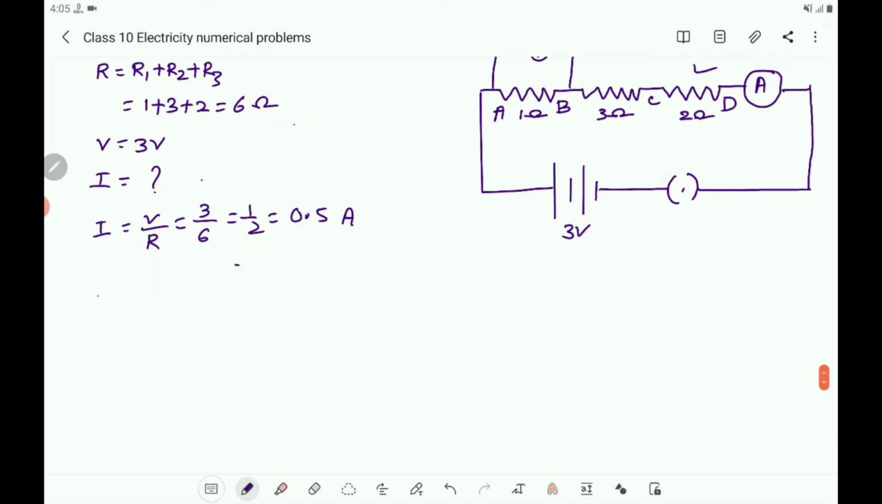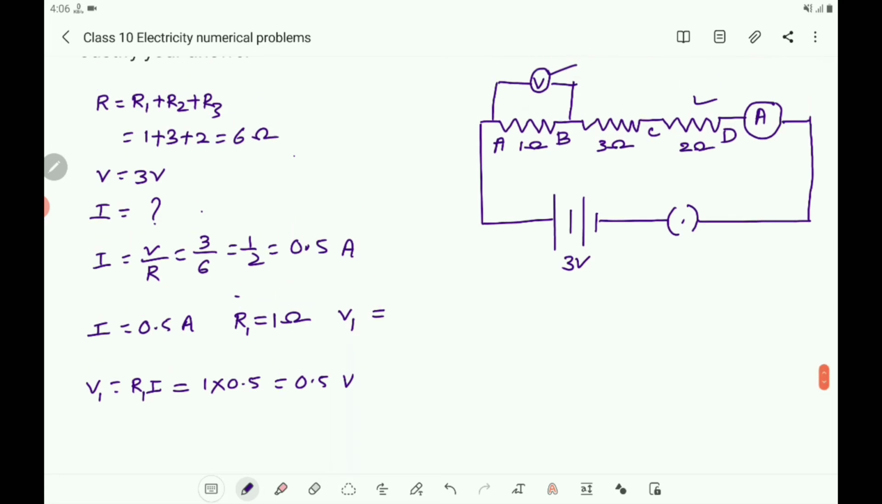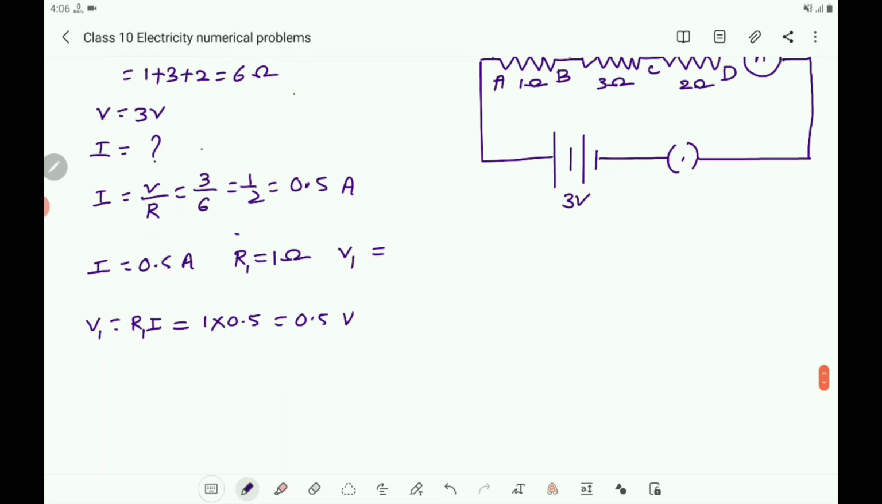So you take I is same here, I equals 0.5 amps, and R1 or R, you take, R is what? 1 ohm. So you take that R1 equals 1 ohm, and let us find out V1. You know that V equals Ri, that is V1 equals R1 I, that equals 1 into 0.5 equals 0.5 V. So the reading shown in the voltmeter is 0.5 volts.